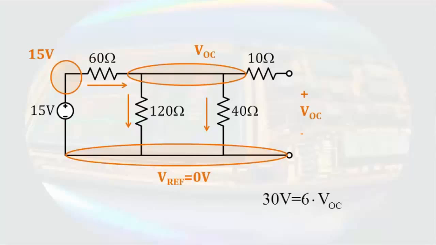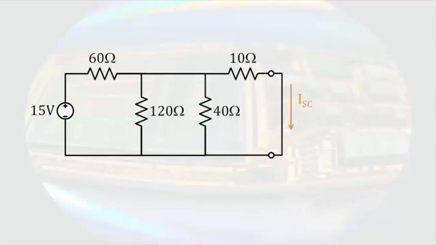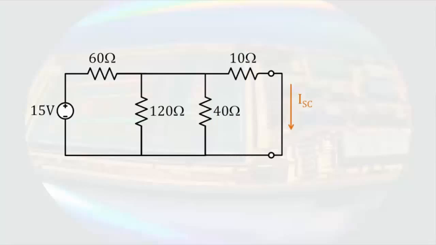Combining the terms, we solve for the open circuit voltage equal to 5 volts. Now let's determine the short circuit current. To do this, we'll short the terminals at the right side of the circuit. Don't do this in real life. Short circuits often lead to fires. Short circuit current will be the current we get through the wire.